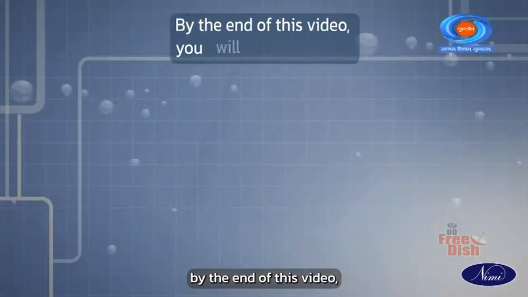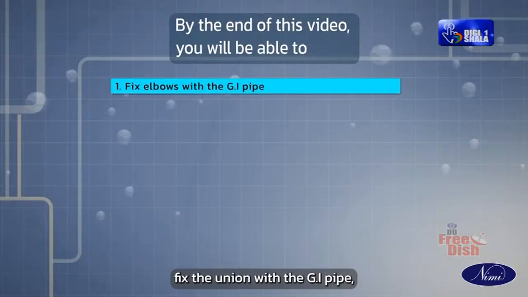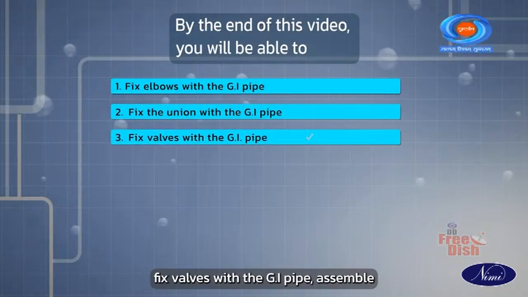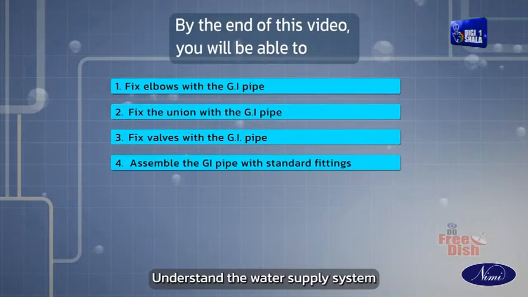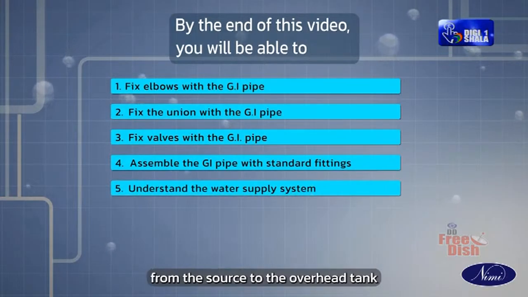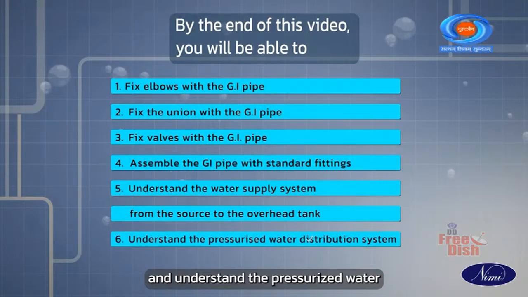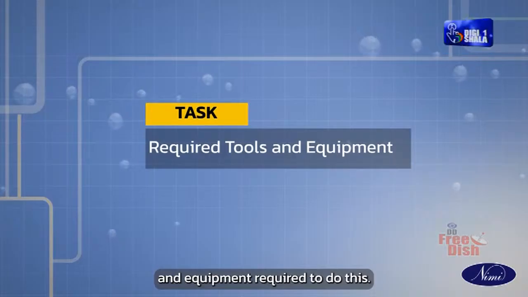By the end of this video, you will be able to fix elbows with the GI pipe, fix the union with the GI pipe, fix valves with the GI pipe, assemble the GI pipe with standard fittings, understand the water supply system from the source to the overhead tank, and understand the pressurized water distribution system. Let us collect the tools and equipment required to do this.